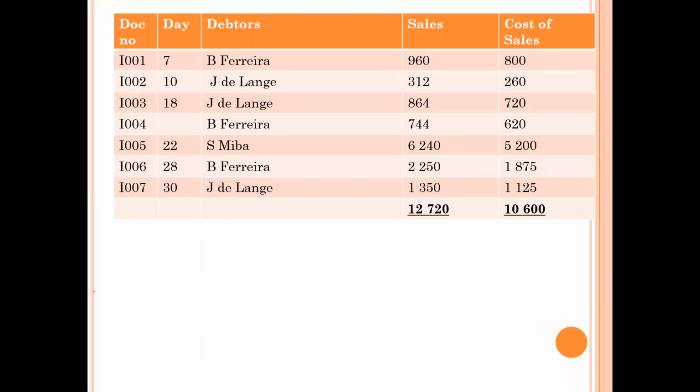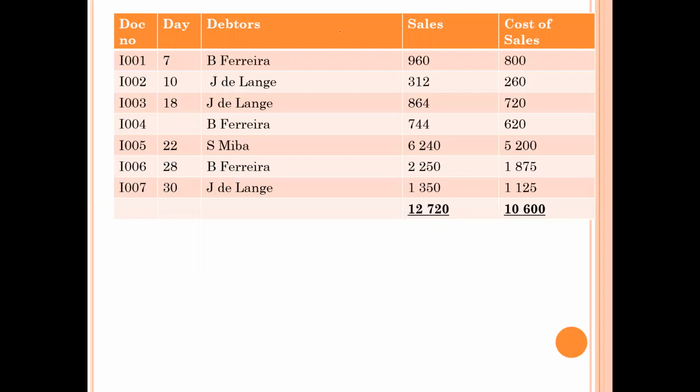Okay, something that I did not say yesterday is that you need to add up your amount columns. So you need to take sales and add up that whole column to get the total at the bottom of 12,720. And then you do exactly the same with cost of sales. You add up that column and then you get the total at the bottom of 10,600. That's part of the journal. You need to do that.